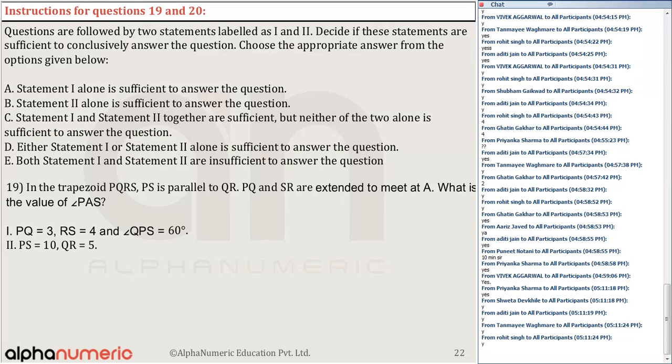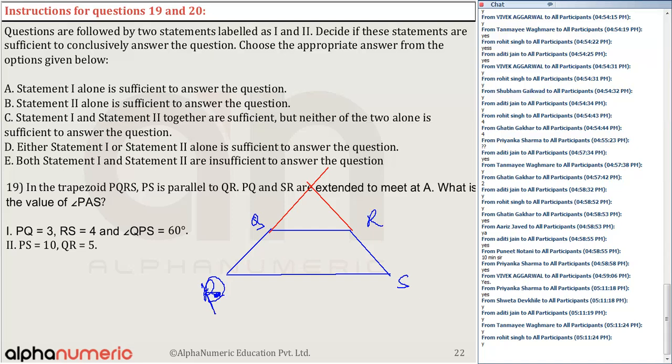In the trapezoid PQRS. So there is a trapezium PQRS. So let me draw a trapezium. In a trapezium PQRS, PS is parallel to QR. PQ and SR are extended to meet at A. What is the measurement of angle PAS?